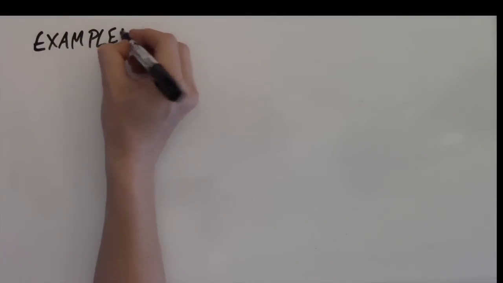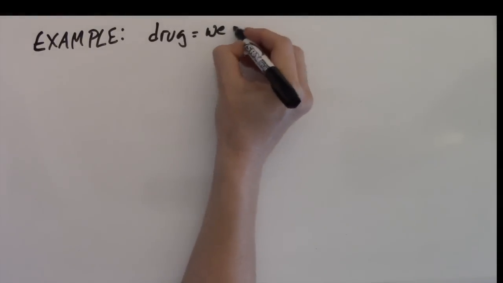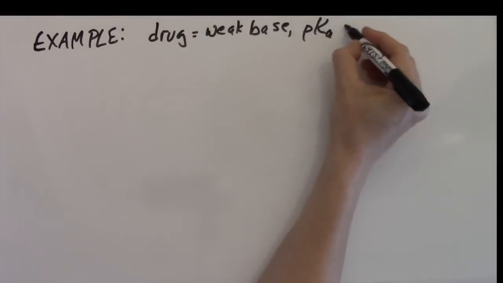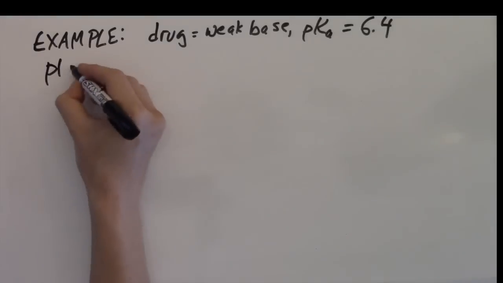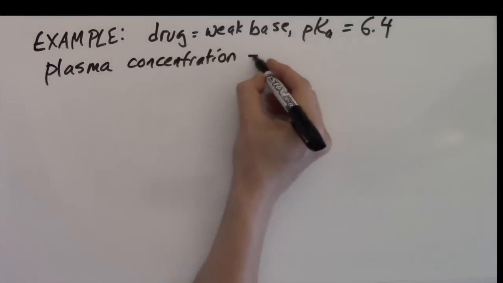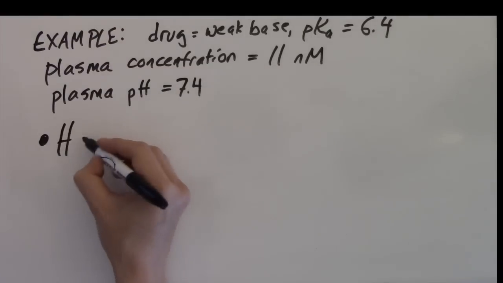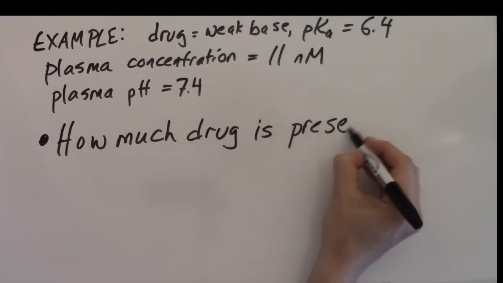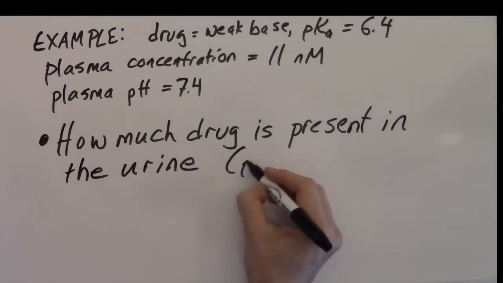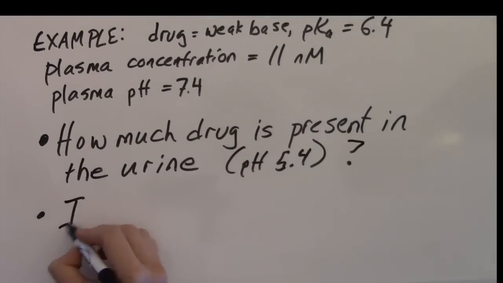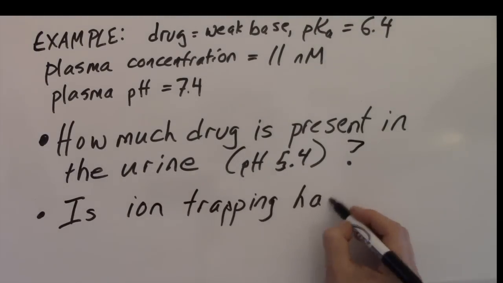Now, for our example problem, let's say that we have a drug that's a weak base with a pKa of 6.4. We've measured its concentration in the plasma to be 11 nanomolar, and the plasma pH is 7.4. We want to know how much drug is present in the urine, which we have measured to have a pH of 5.4. We're going to ask the question, is ion trapping happening?